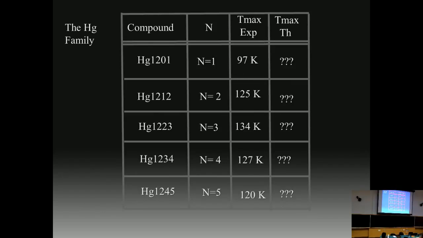So this is another example with the mercury family. We start with the one-layer compound, the 2 layers, the 3 layers, and at the 4th layer it goes down a little bit and sort of stabilizes. So how to explain this?